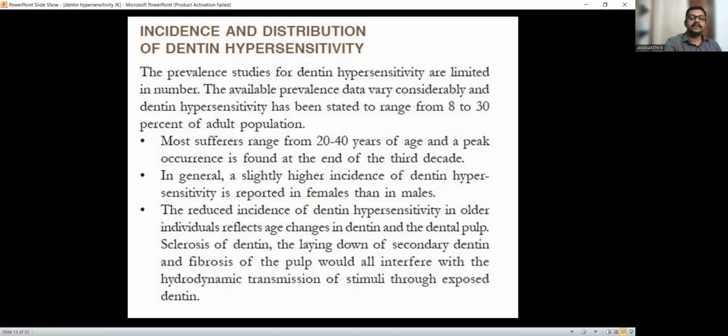The reduced incidence of dentin hypersensitivity in older individuals reflects age changes in dentin and dental pulp. Whenever the patient gets old, in most cases there is an associated sclerosis of the dentin, the laying down of secondary dentin, and fibrosis of the pulp, all of which interfere with the hydrodynamic transmission of stimuli through exposed dentin.